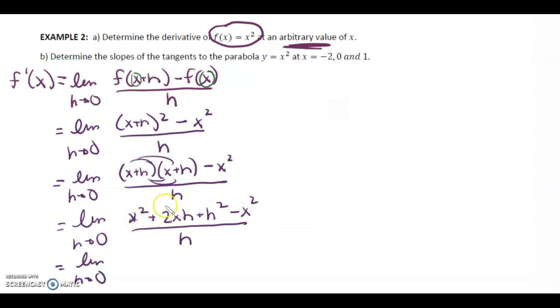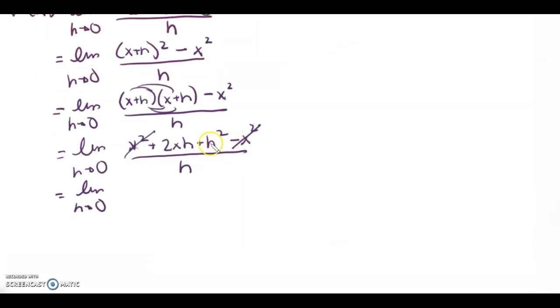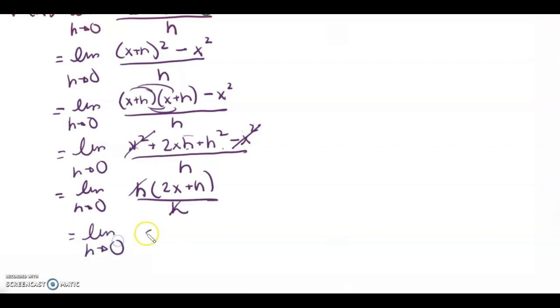So the limit as h approaches 0. If we were to cancel anything out, we have the x squared and the negative x squared. And then we're left with 2xh plus h squared. So what I'm going to do is factor out the h in the numerator. We're left with 2x plus h all over h. Now the h's cancel, and we're left with 2x plus h. I'll write this so we can see it very neatly. At this point, we sub in the 0, we drop the limit, and we get 2x.